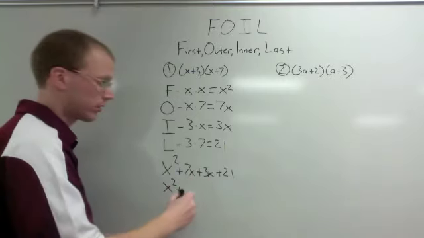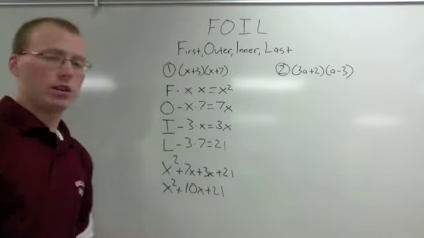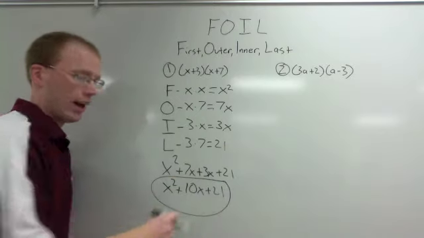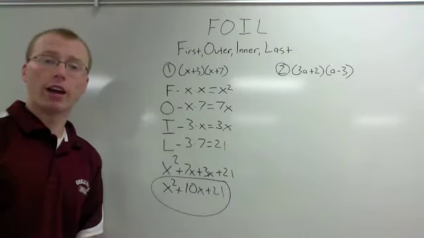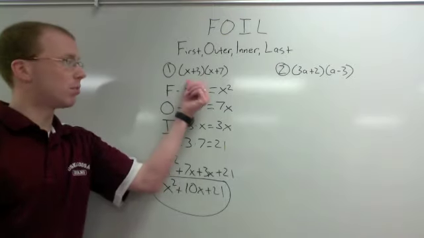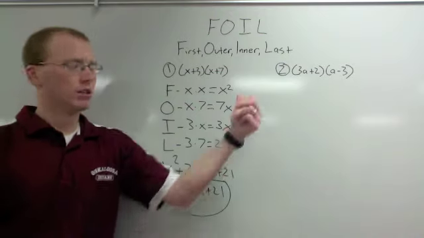7x plus 3x is 10x. And so now we have x squared plus 10x plus 21. And that is the product of x plus 3 and x plus 7. Let's look at another problem.